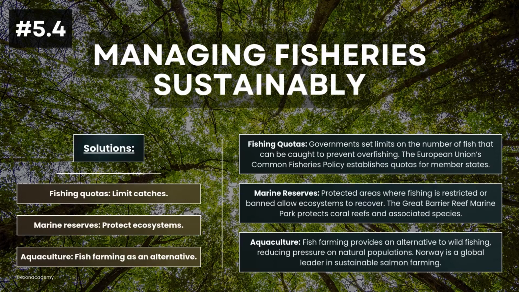Number 2 is marine reserves, protected areas where fishing is restricted or banned, which allows ecosystems to recover. An example of this is the Great Barrier Reef Marine Park, which protects coral reefs and associated species. Number 3 is aquaculture. Fish farming provides an alternative to wild fishing, reducing pressure on natural populations. An example of this is Norway. Norway is a global leader in sustainable salmon fishing. These strategies balance human needs with ecological health, ensuring oceans can support future generations.